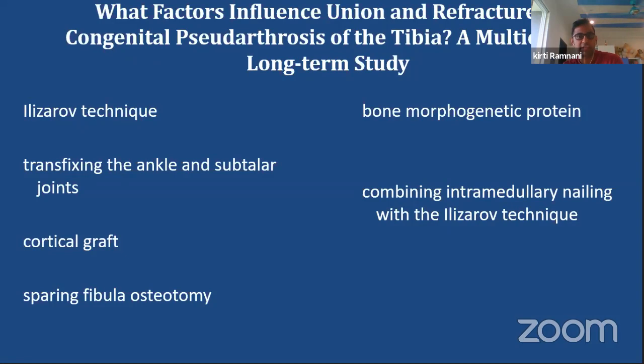Now, this is a very interesting read because they have studied the factors which influence the union and refracture of CPT. And they found that if you use Ilizarov technique, you transfix the ankle and subtalar joints, you put a cortical graft, and you don't osteotomize the fibula unless the fibula pseudoarthrosis is there, then you have to do it. But if it is not, you should not osteotomize the fibula. So these were the factors which improved the result in CPT, while the use of bone morphogenetic protein and combining intramedullary nailing with Ilizarov technique were shown to have poor results.